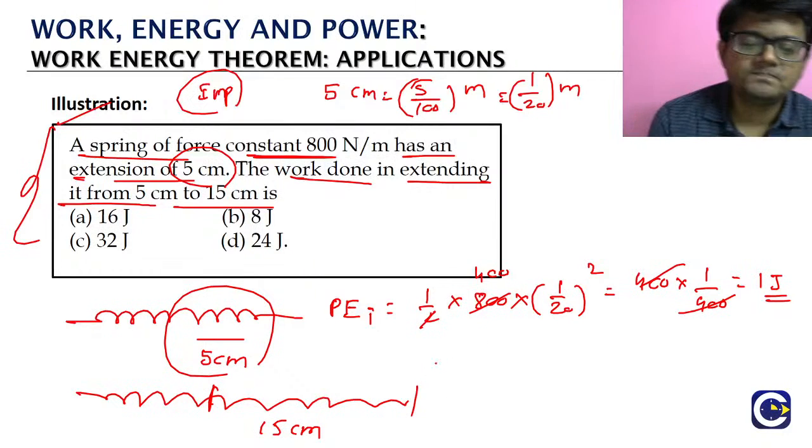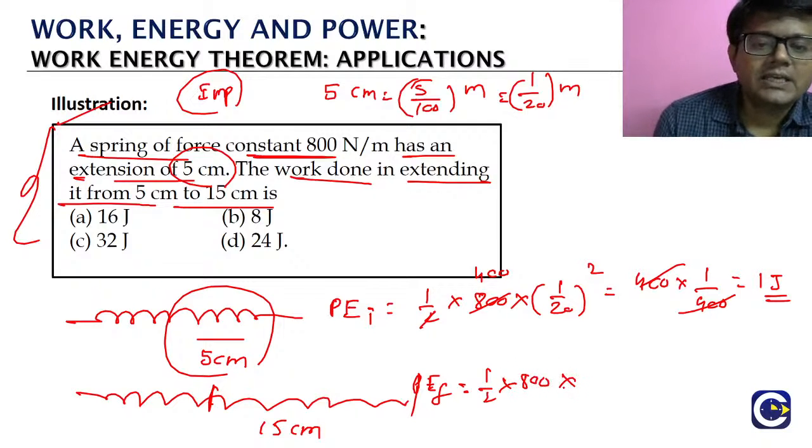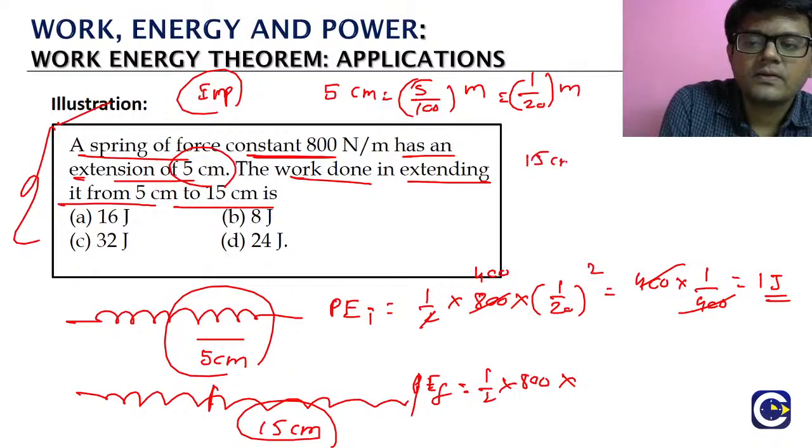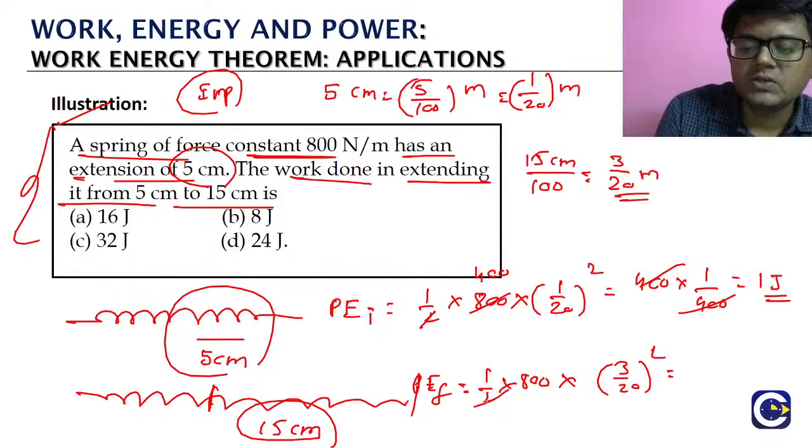Now we need to find out what the final potential energy. Final potential energy evla varum? Half into k, adana 800 dana, into x square. So final situation la what is the extension? 15 centimeters. 15 centimeter means 15 by 100. Idanadi 3 by 20. So parunga, 3 by 20 the square varum. Ipo enna achidi? 2 ones are 2, 400s are inge opadudha 400 into 9 by 400 varum. So this is what? 9 joules.